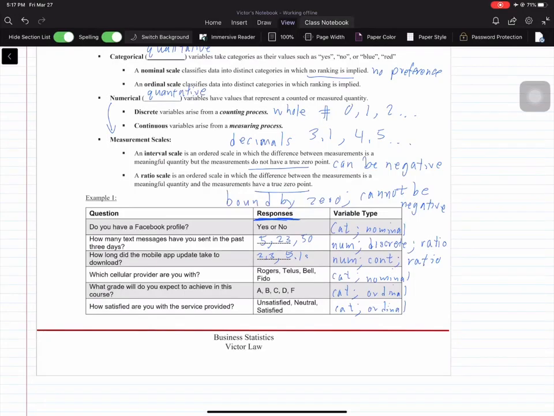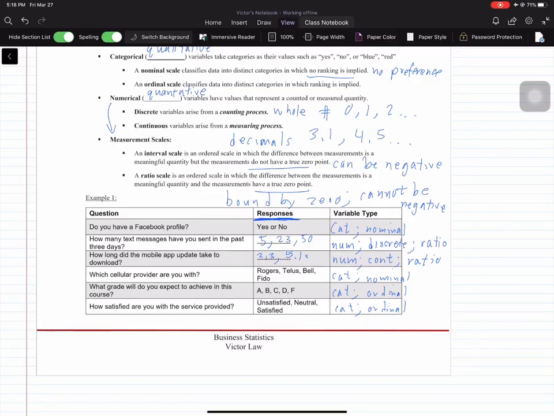Example 1. What we're asked to do here is to identify the types of variables that we have. Question 1, do you have a Facebook profile? The responses here are yes or no. When you're identifying the types of data that you have, you need to look at the response. The response will tell you what types of data you have. Here we have yes or no. These are not numbers, so therefore they're categorical variables. And for yes or no, there's no ranking involved. There's no preference. Therefore, these are nominal scales.